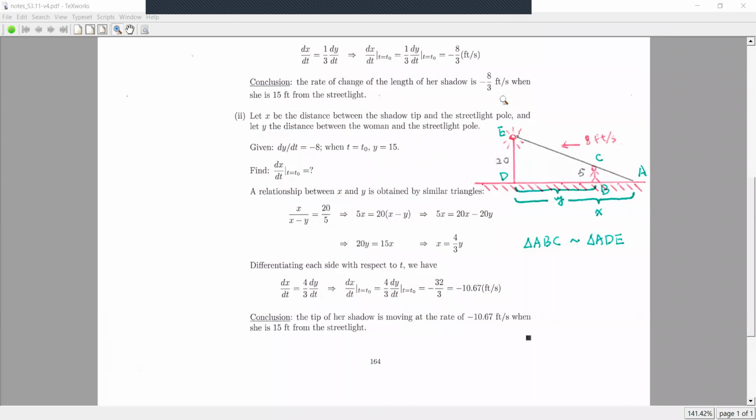Step 3. Determine what is given and what we need to find. Just like in part 1, the derivative of y is negative a. This is the walking velocity of the woman. When time is t0, y is 15. We need to determine the derivative of x with respect to the time t and evaluate the derivative at the time t0.